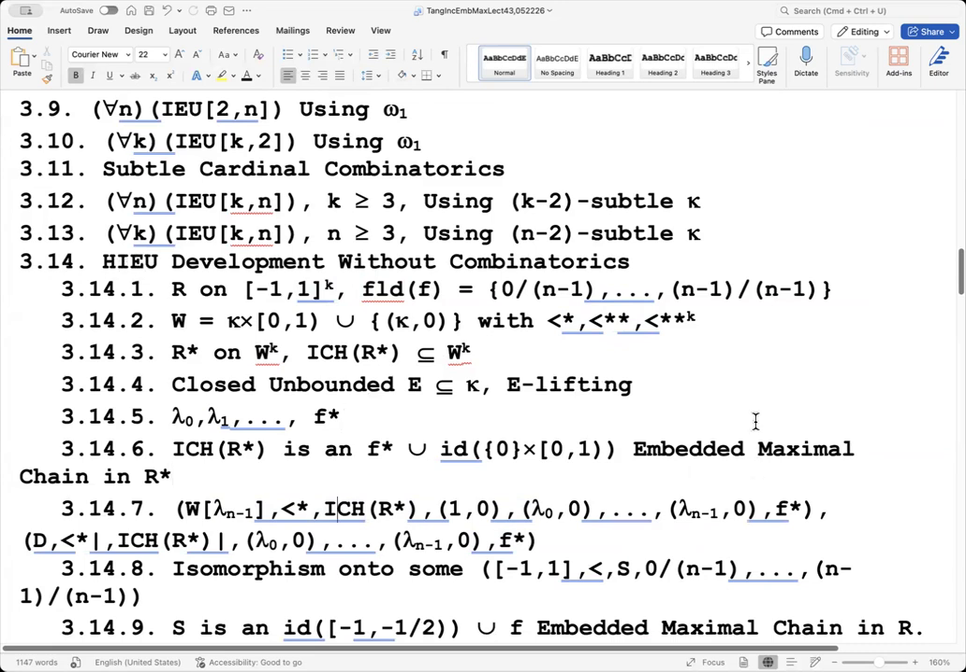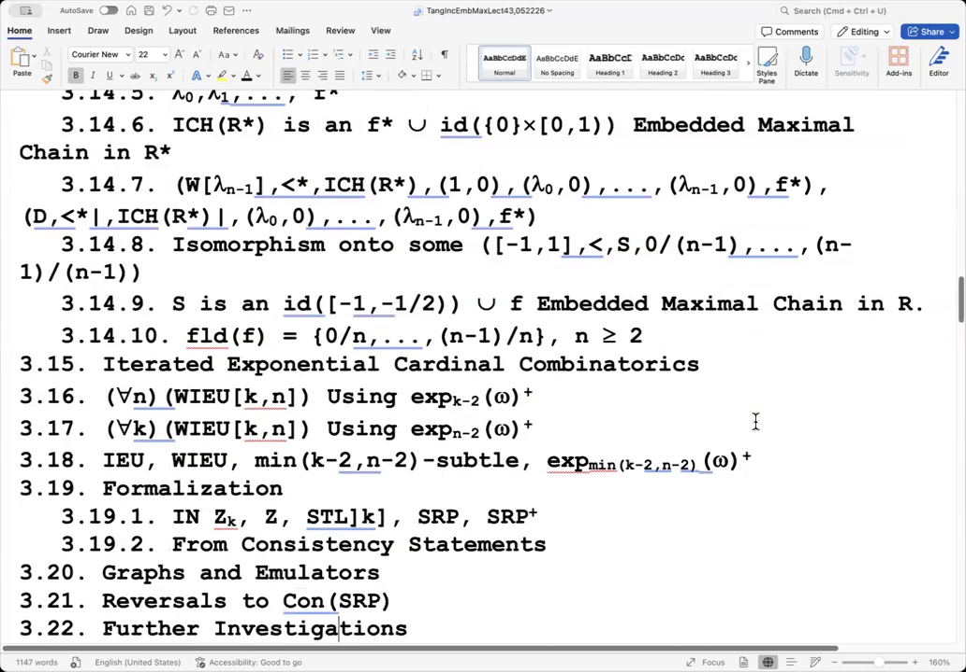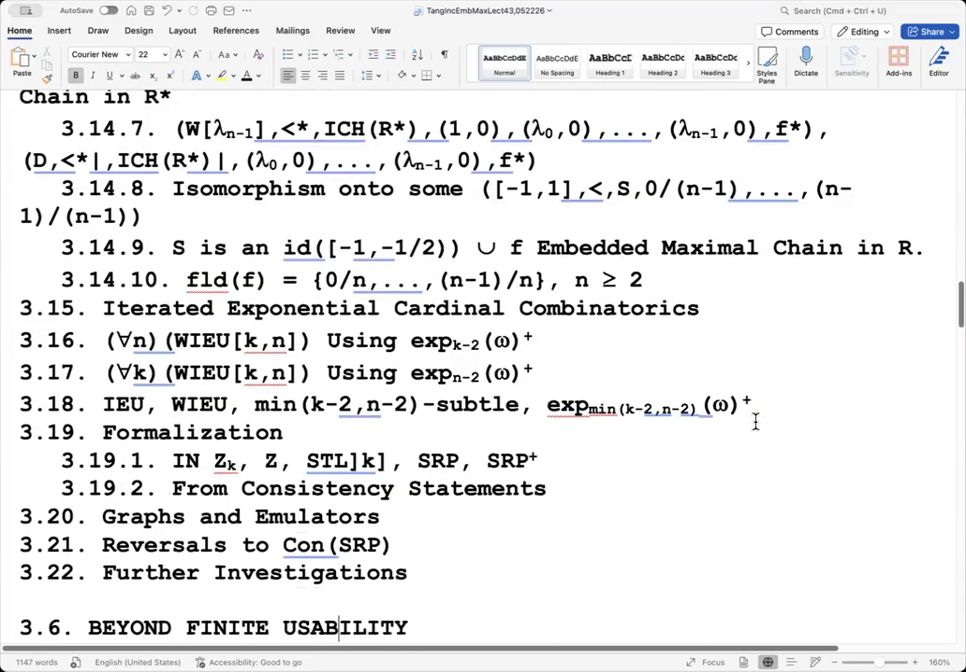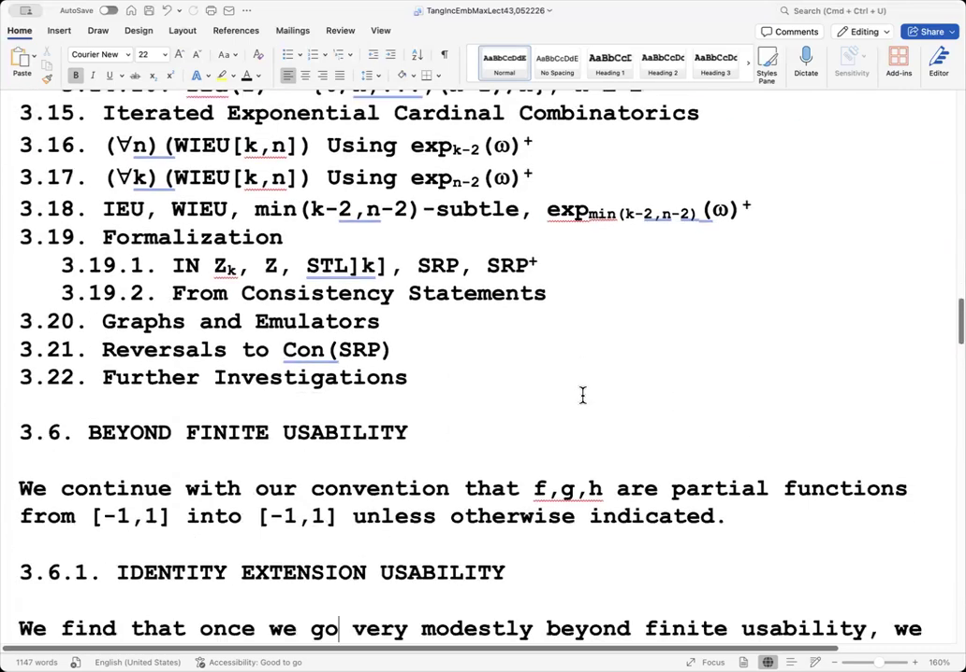Okay, that's all the same. With the iterated exponentials, this W again is a mistake. It should be H. Okay, this is all the same.